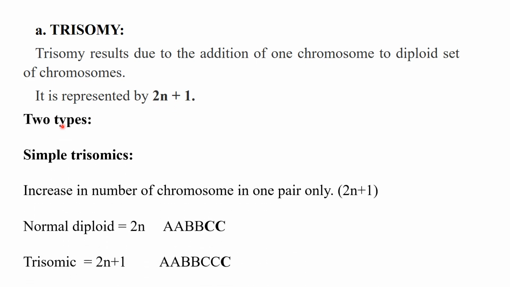Two types of trisomy. Simple trisomy: increase in number of chromosomes in one pair only. 2n plus 1, सिर्फ एक pair में increase होगा, that is called the simple trisomic condition. Normal diploid condition is 2n, each chromosome present in the pairs, and in the trisomic condition one chromosome is added, 2n plus 1. This C is extra, that's why the condition is called trisomy.